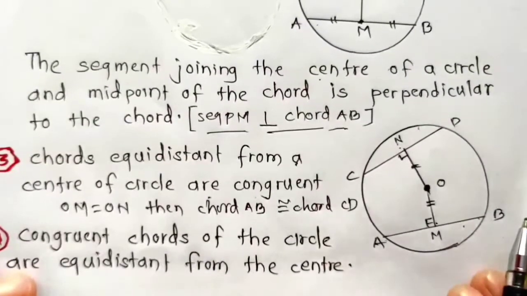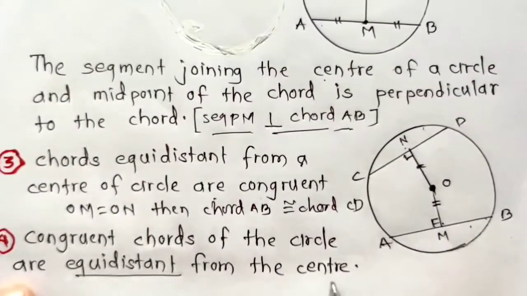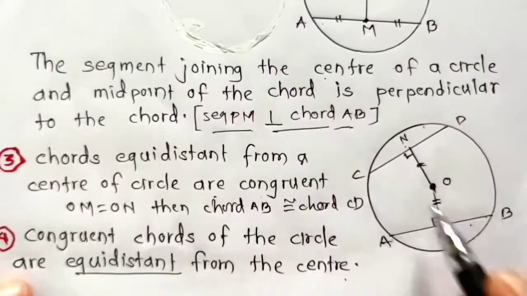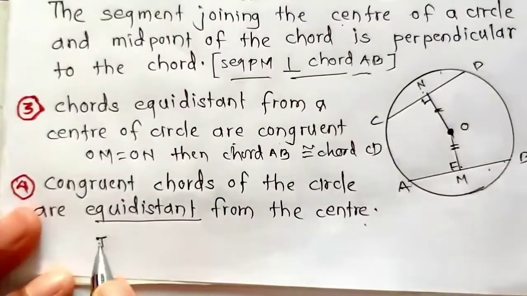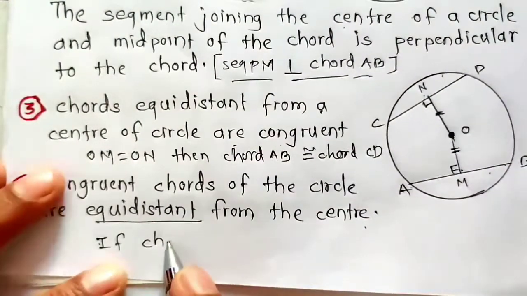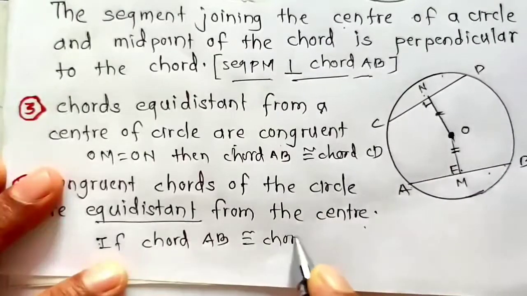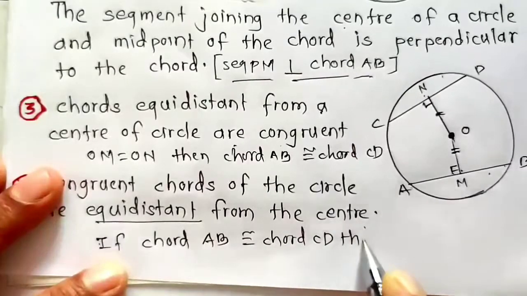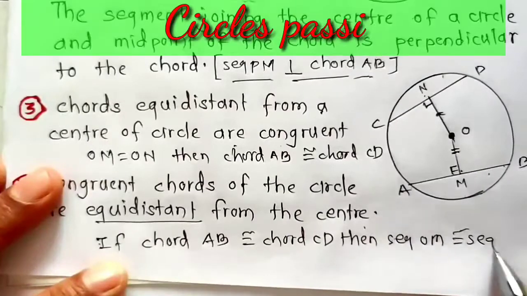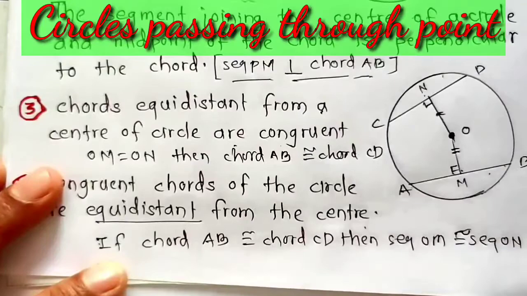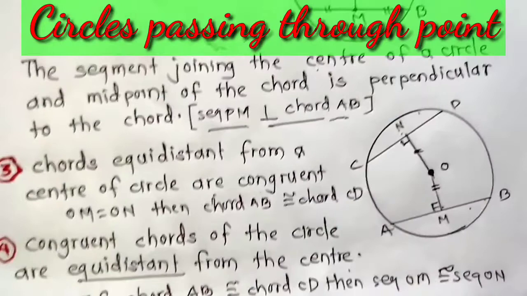And the converse of that: if two chords are congruent, then these chords are at equal distance from the center of the circle. So here we can write, if chord AB is congruent to chord CD, then segment OM is congruent to segment ON. In this way, these are the four properties of chords, converses of each other.